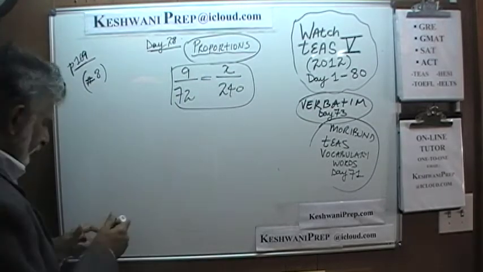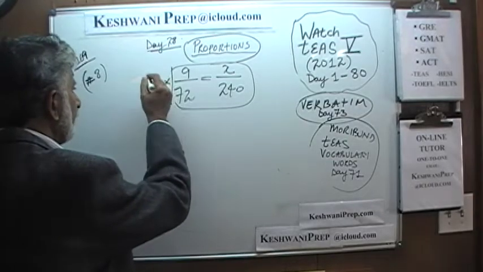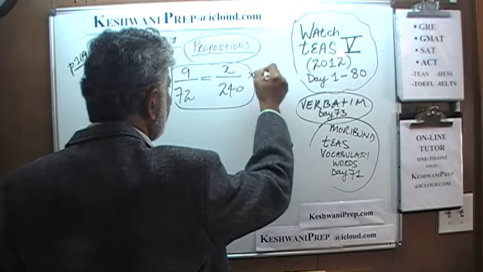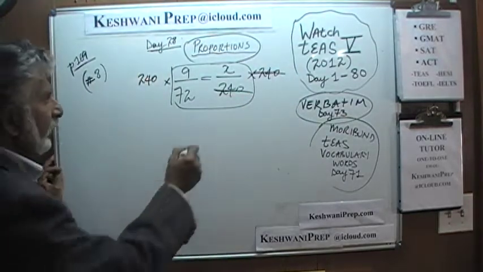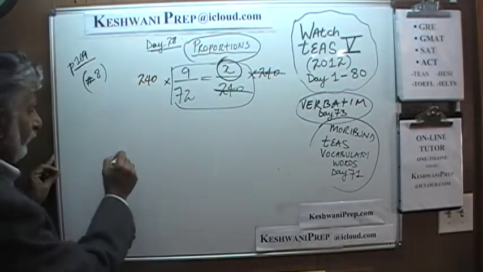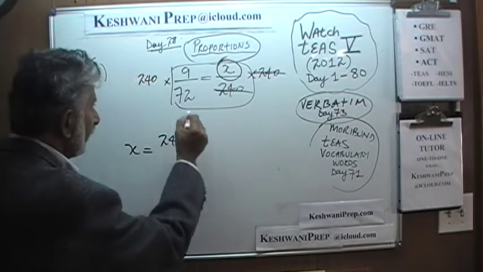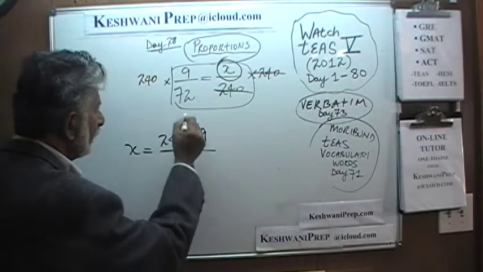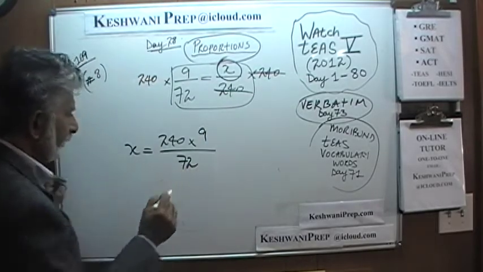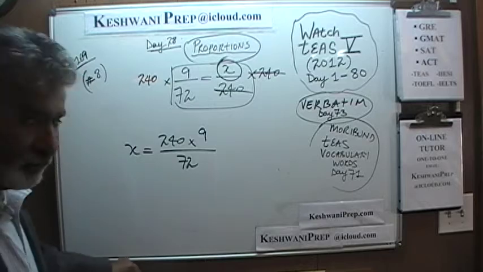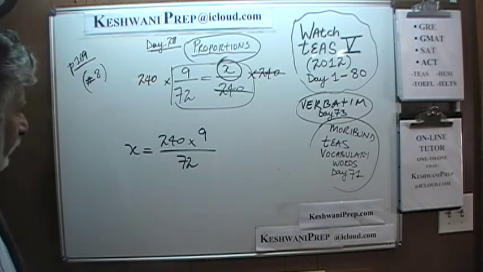If you multiply both sides by 240, the 240 disappears from here, and we are left with the x by itself. So x equals 240 times 9 on the top over 72. There we go. Let's reduce it, shall we? Let's see what we can do.